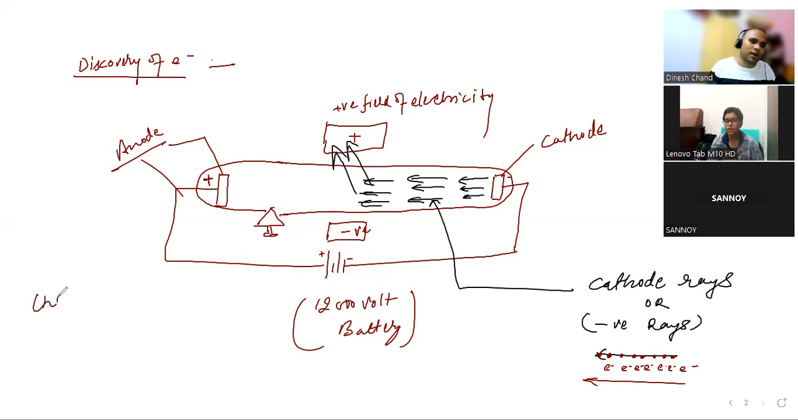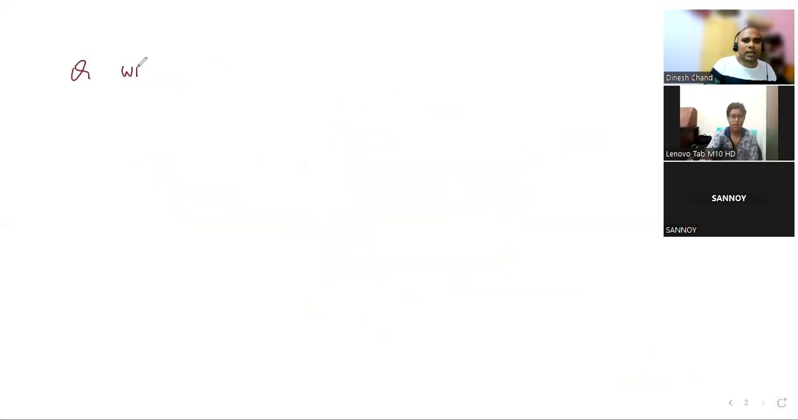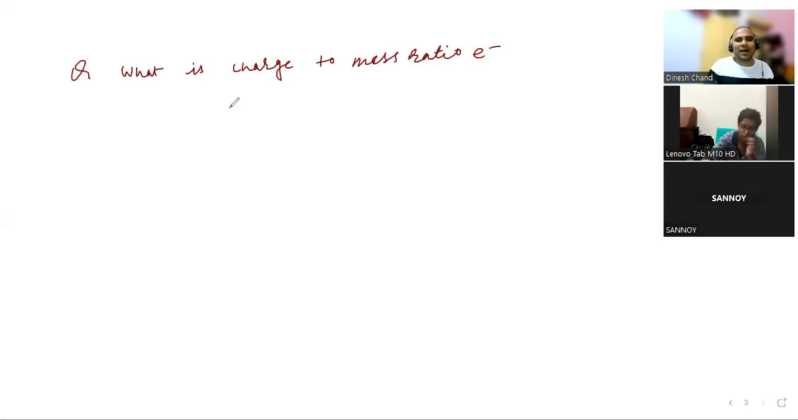Tell me, what is the charge on the electron? Sir, 1.6 into 10 power minus 19 coulomb, negative. Okay. One more question, which is generally asked: what is the charge to mass ratio of the electron? Sir, I don't remember that value right now. The mass of the electron is about 9.1 into 10 to the power minus 31 kg.